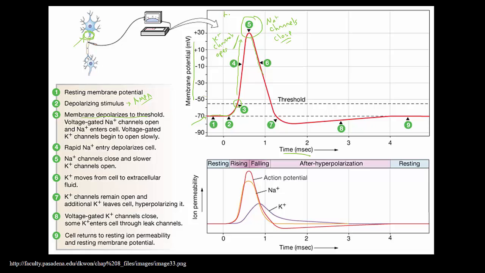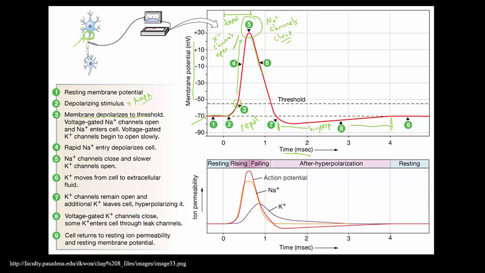Okay, so basically from here to here is depolarization. From here to about here is repolarization. When we get this little excess, that's hyperpolarization. So from here all the way until we get back to rest is a hyperpolarization stage. So there's three stages: the depolarization stage, the repolarization stage, and then the hyperpolarization stage.